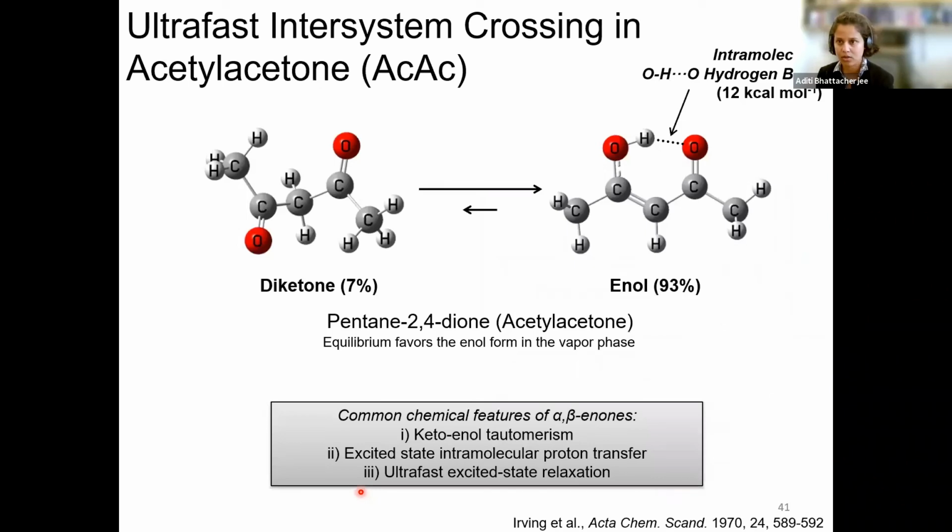Just want to switch gears and quickly walk through an ultrafast intersystem crossing in this molecule acetylacetone. So this molecule, it turns out you can buy from Sigma Aldrich in a bottle. It comes in a liquid, which is the diketo form. When you pass this in the gas phase, it refers to what is known as the tautomer, which is the enol form, because it's stabilized by an intramolecular OH hydrogen bond.